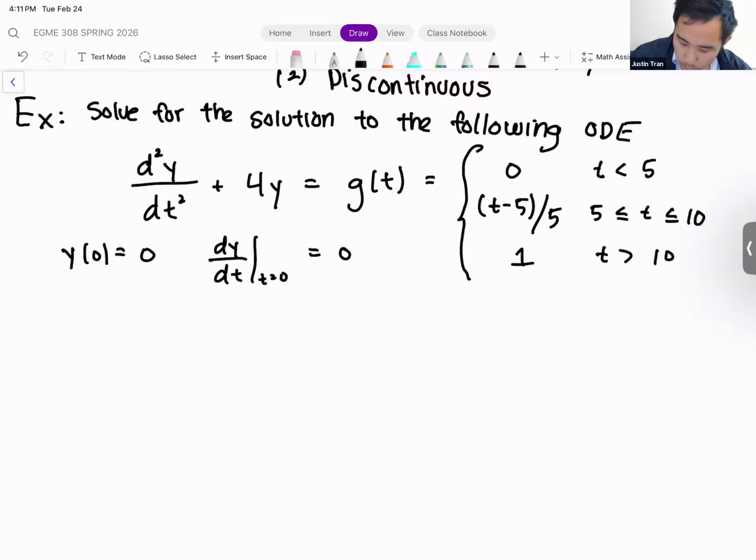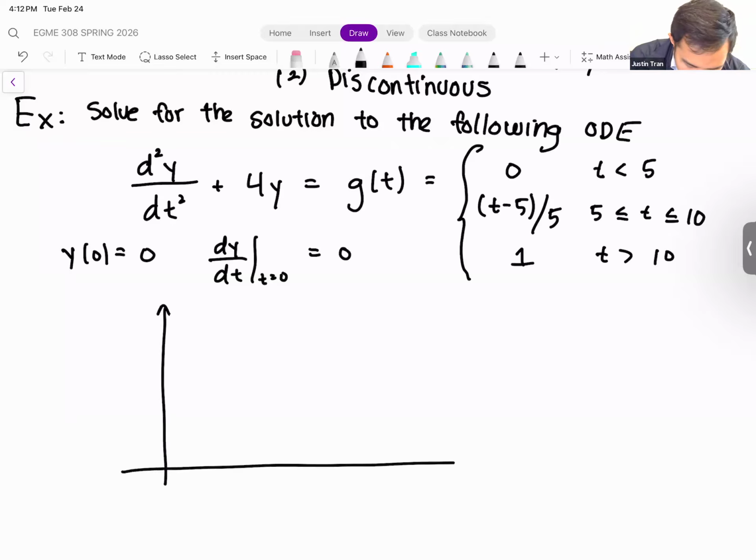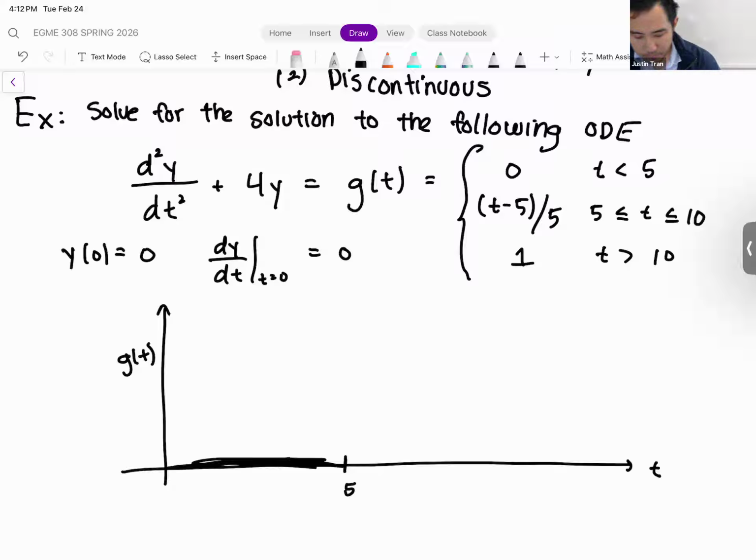Okay. So first thing I'm going to do, I'm going to plot this. And so let's plot our g of t. The plot isn't essential for this problem, but it just helps to visualize what we're doing. According to this definition, our forcing function would be 0 up until t is equal to 5.